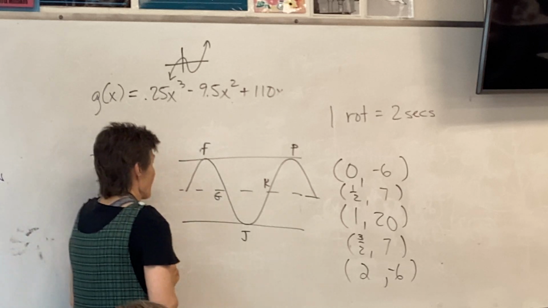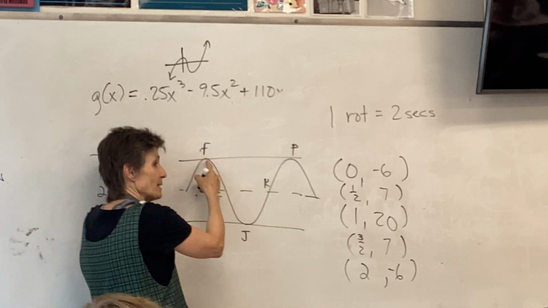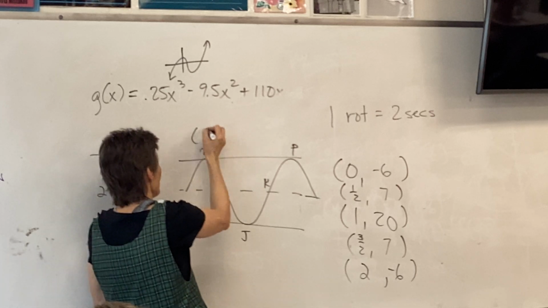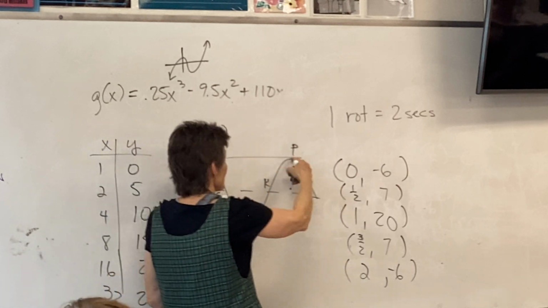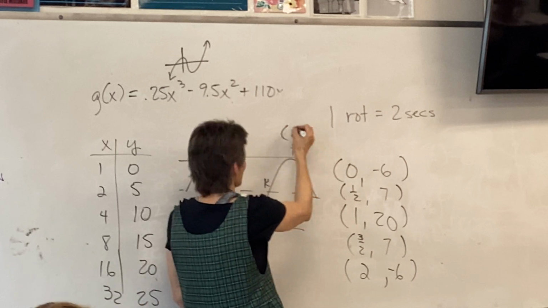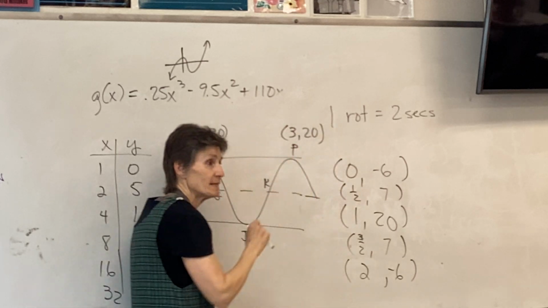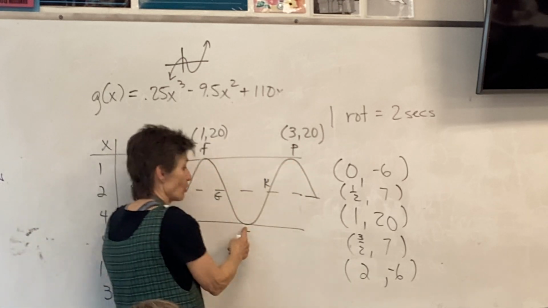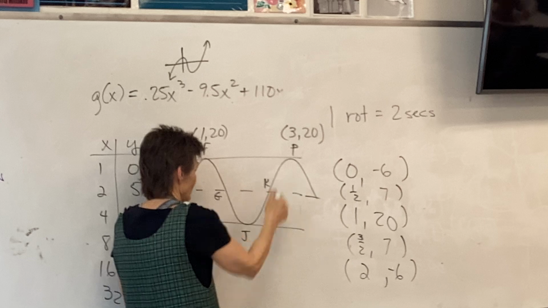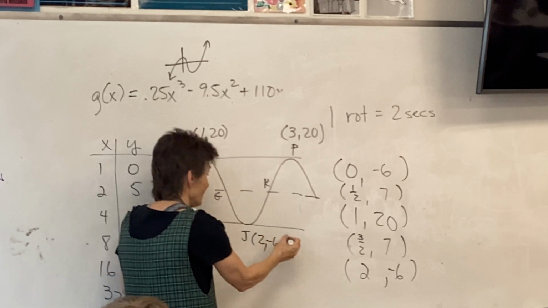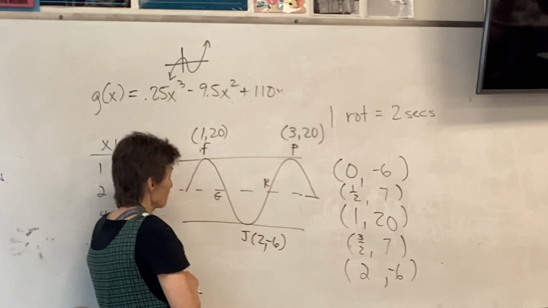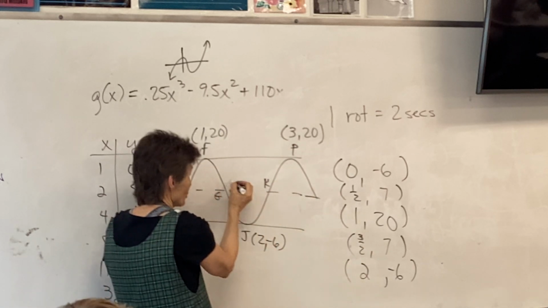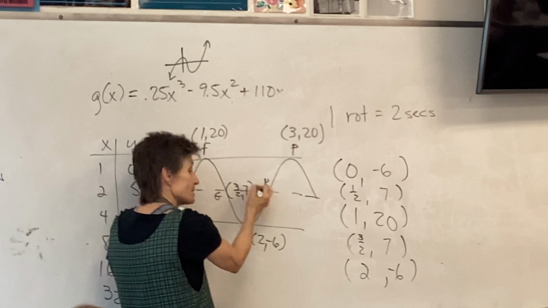Now, what's our highest point? Let's start right there. What's our highest point we got up there? So this is the point 1, 20. This would be the point 3, 20, because the period is 2. This one is our lowest point in the middle of 1 and 3, so this would be 2, -6. And then that one is between 120 and 2, -6, so this one is 3 halves, 7.